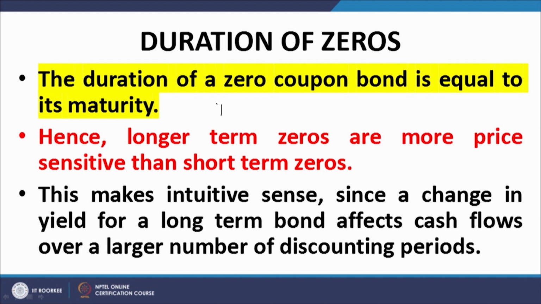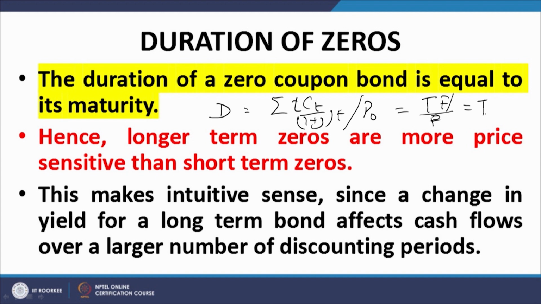The duration is given by D equal to sigma t C_t divided by (1 plus y) to the power t, and the whole is divided by P_0. Now, if you look at a zero coupon bond, all intermediate cash flows are 0, and we have only one cash flow, which is at maturity t equal to capital T, and which equals the redemption value of the bond. This will be F, and this will be discounted at (1 plus y) to the power T. Now, F upon (1 plus y) to the power T is nothing but P. Therefore, P and P will cancel out, and we are left with T.